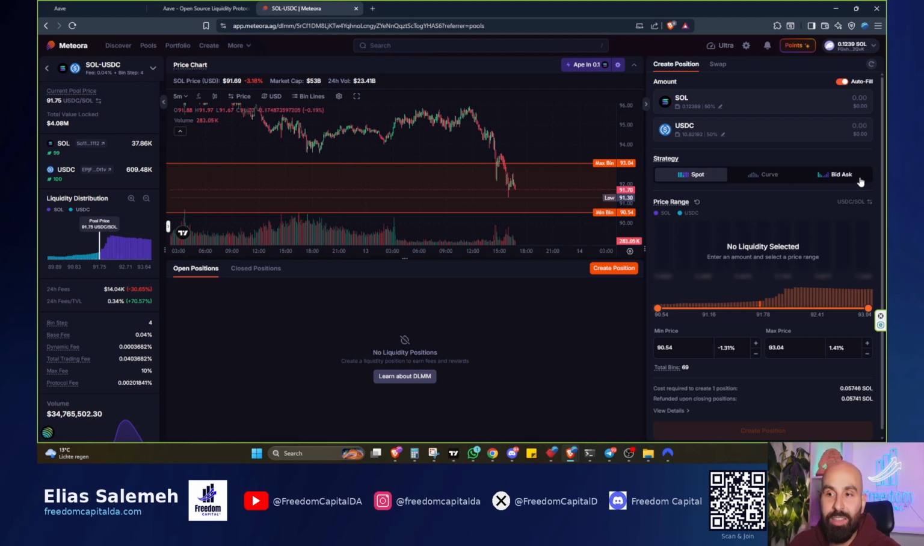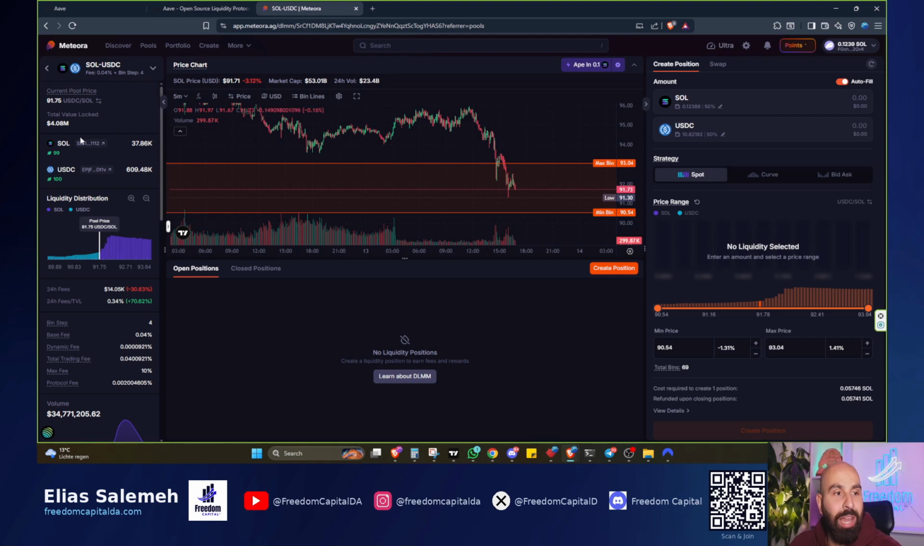You also have different strategies. You can change how you put liquidity, either one-sided or equal. So you have much more freedom to change the settings to best fit your strategy. So let's walk through the main categories of this dashboard.